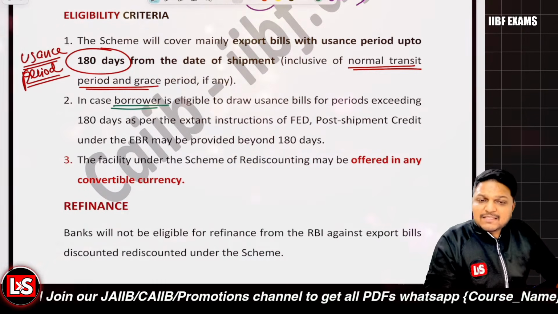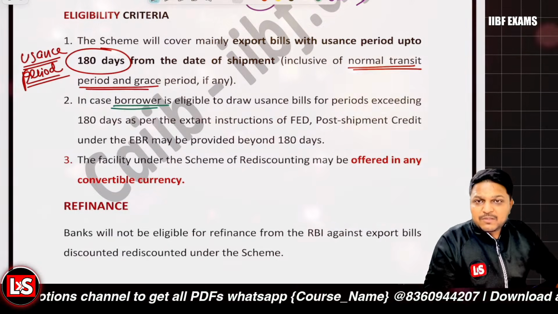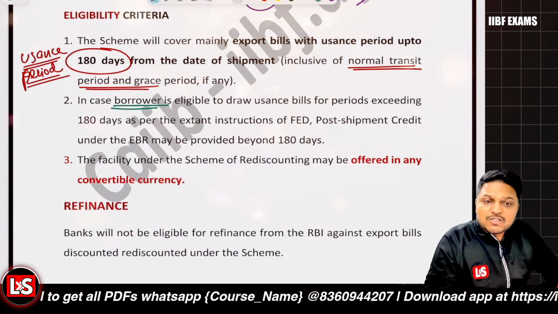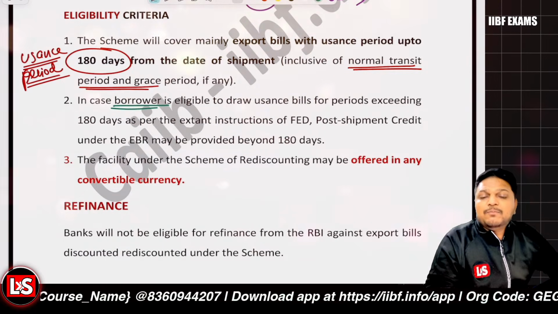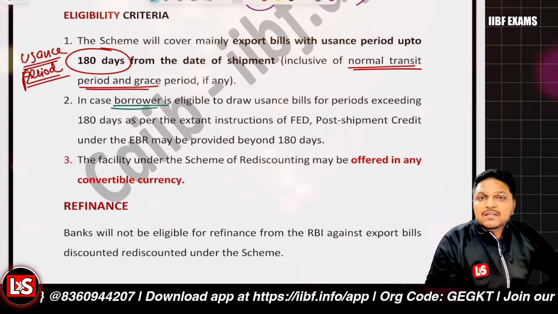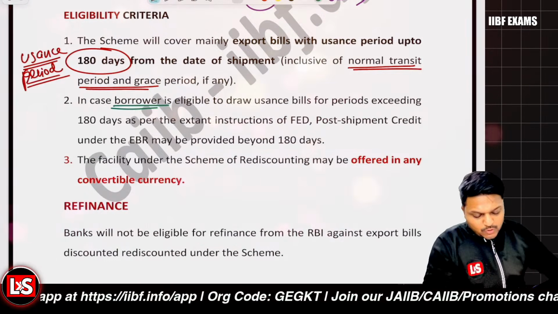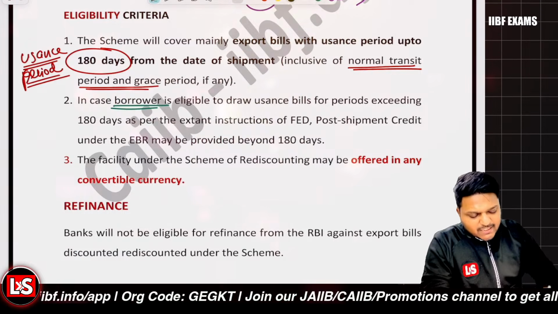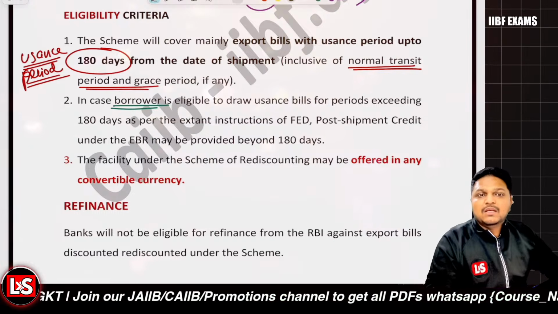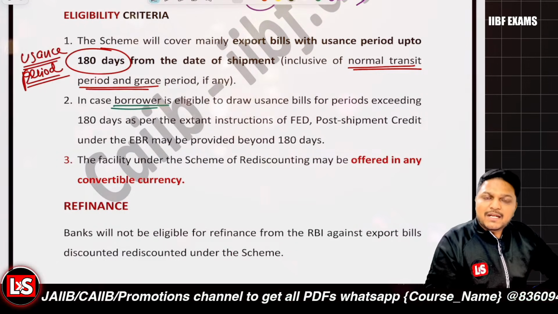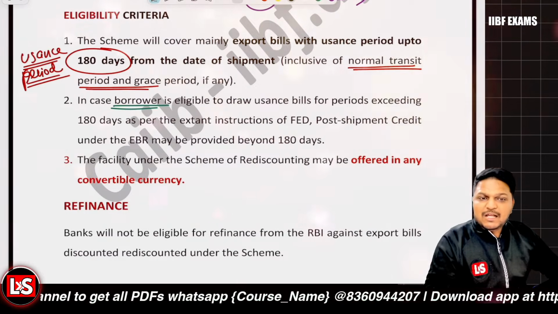So in case the borrower is eligible to draw usance bills for a period exceeding 180 days as per the extant instructions of the FEDAI, post-shipment credit under the EBR scheme can be provided beyond 180 days also. So in general, we can say the time limit is 180 days for which the EBR scheme is allowed. But in case the exporter is allowed to draw bills exceeding 180 days, in that scenario the EBR scheme will also be available beyond the 180 days period.